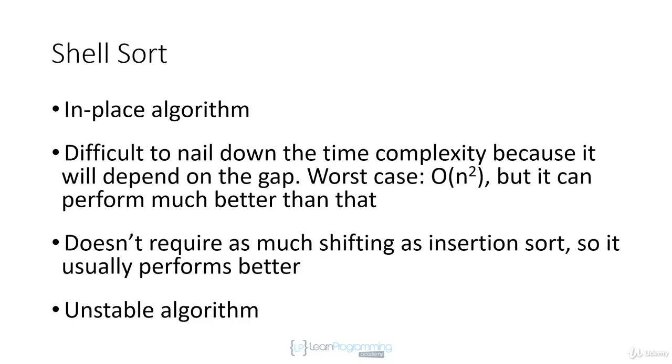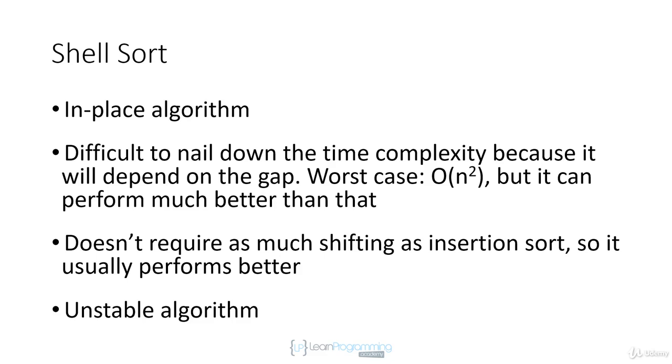However, it's an unstable algorithm. Insertion sort is stable, but shell sort is unstable, and you can see why. It's because in the pre-insertion sort phase, when we're comparing elements that are far away from each other, it's very possible that if we have a duplicate element, the rightmost element will be shifted in front of the leftmost element. So the fact that we're examining elements that are further away from each other can lead to the relative positions of duplicate items not being preserved.